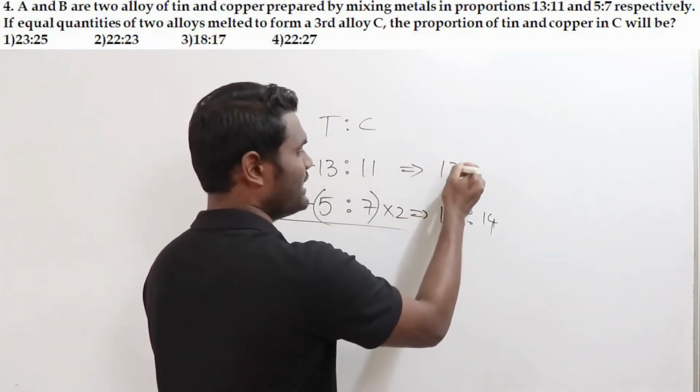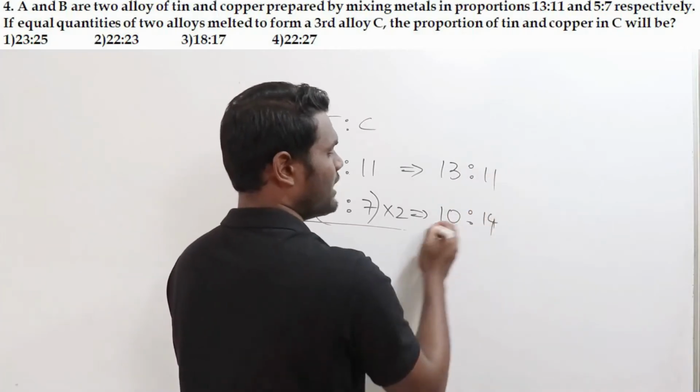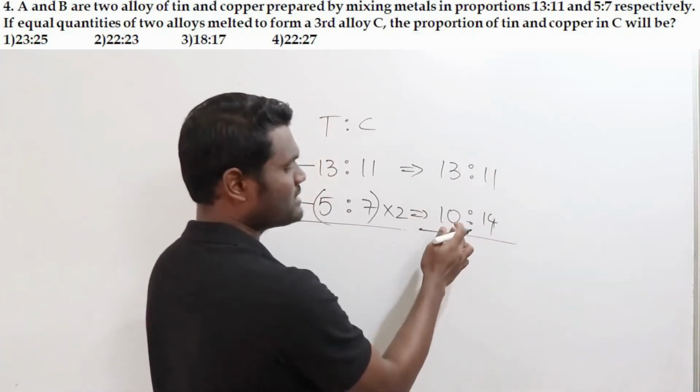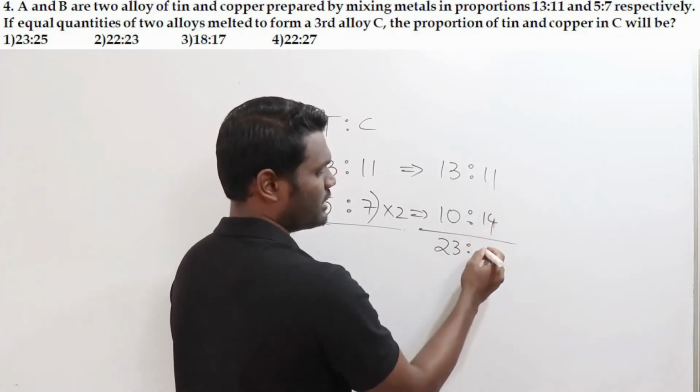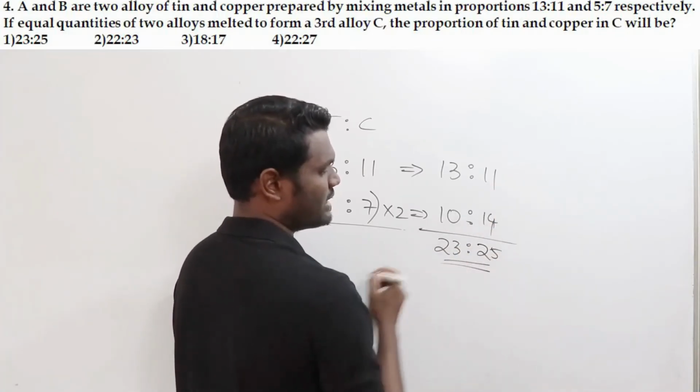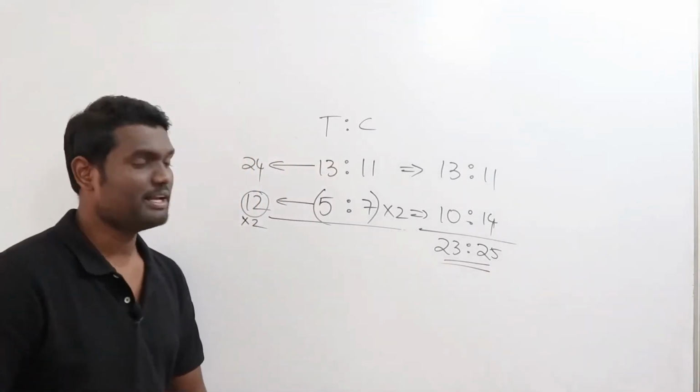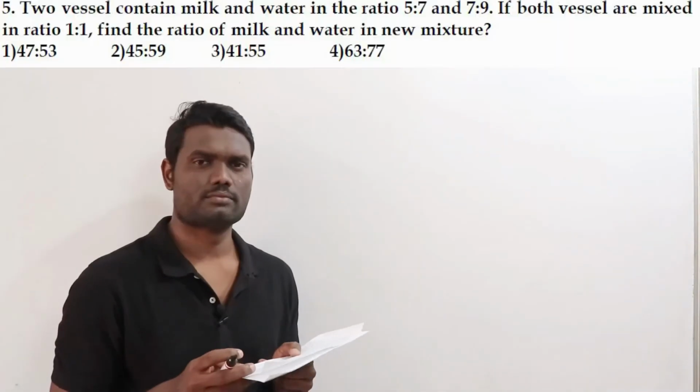Now this is like 13 ratio 11. Now I can add them directly. 13 plus 10, now this will be 23, ratio 11 plus 14, now this will be 25. So you can say that ratio in the new mixture will be 23:25.